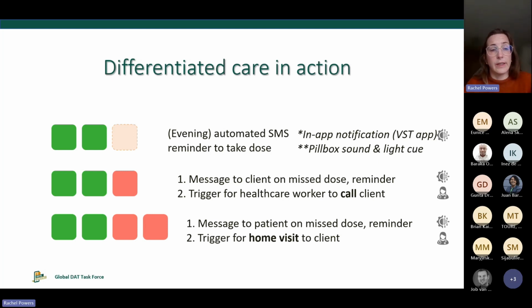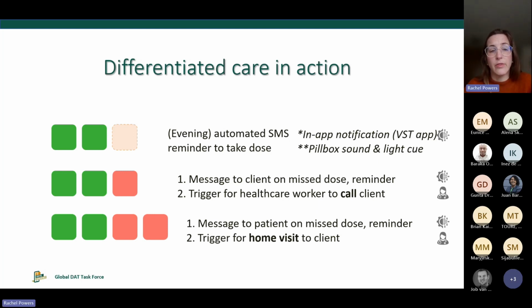Now, let's say that the client unfortunately did miss reporting their dose. The next day, they could get a message or a reminder via SMS or again via box cue or in-app notification. And it could also trigger provider support. So maybe it triggers a call to the client. Hey, I see you missed your dose yesterday. Is everything all right? Is there any additional support that you need?